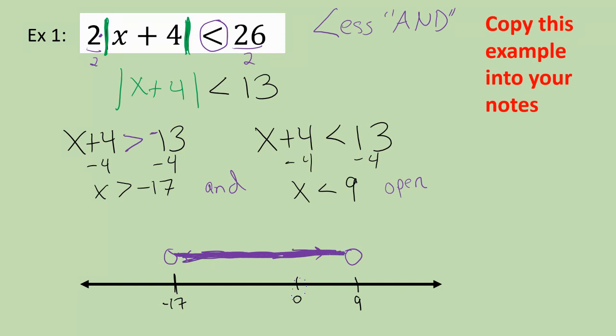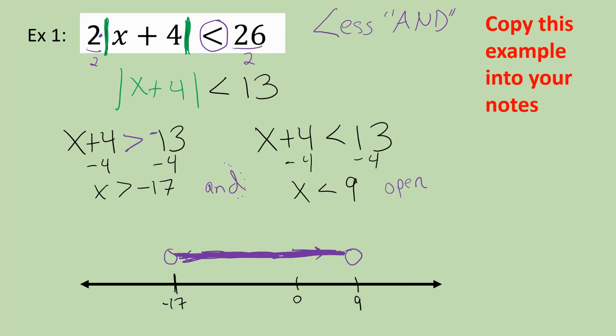So 0 is an answer, negative 15 is an answer, 1 is an answer, 8 is an answer, 10 is not an answer. Negative 17 itself is not an answer. That's why we have an open circle, because it's not going to work. If you plug it in here, negative 17 is not greater than negative 17. It's equal to. And so that's why we use an open circle.